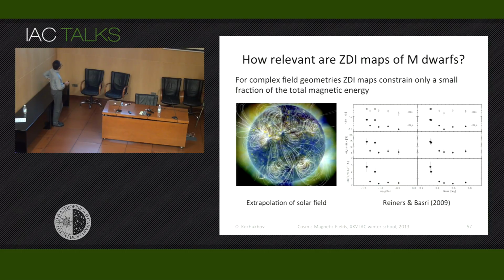And one interpretation of this is that, in fact, the star might have a very complex small-scale field in addition to the global large-scale field. So there is some weird power spectrum, and Stokes I is sensitive to the small-scale fields, while the small-scale field is not seen in Stokes V because of cancellation of different field polarities.